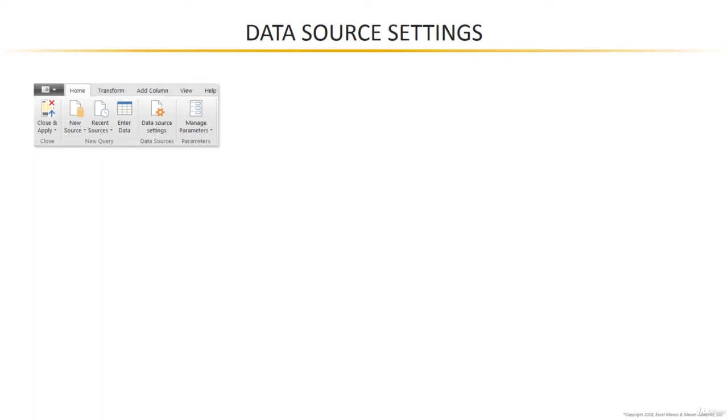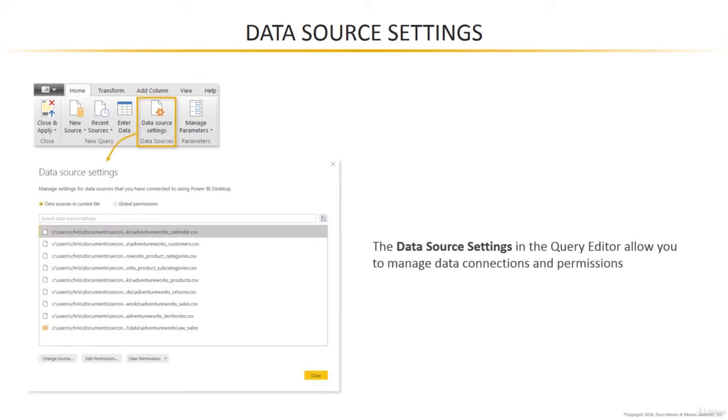So in the Home tab of the query editor, you'll see this option for data source settings. And that basically just allows you to view and manage all of the individual connections in your Power BI file. So in this example that we're looking at here, we've got connections to a number of individual CSV files, as well as a folder down there at the bottom of the list.